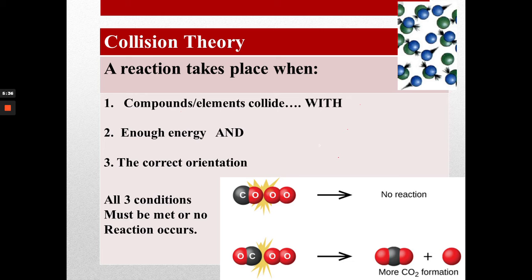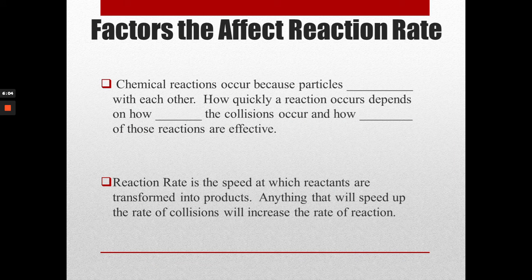So if you meet all of these criteria, you're actually touching with enough energy and correct orientation, what you have is an effective collision. And effective collisions are the key to actually having a reaction take place. If they're not effective, they just bounce off of each other and nothing happens. Some things do this really well, and the reactions are really fast. And some things do this not as well, and so the reactions are much slower or less effective, less efficient.